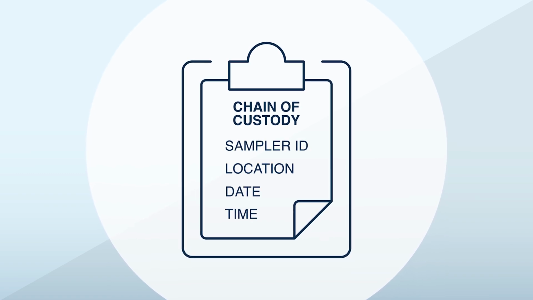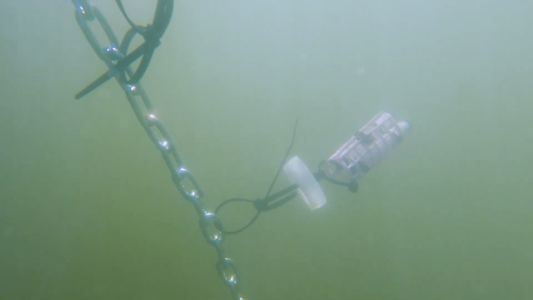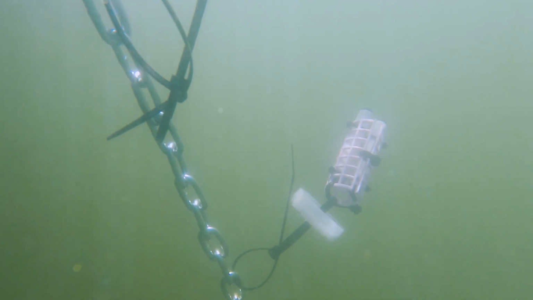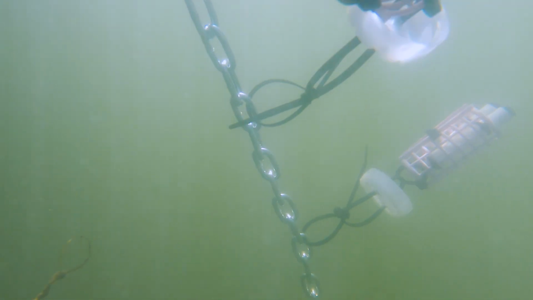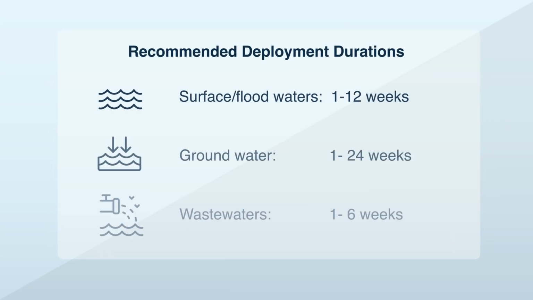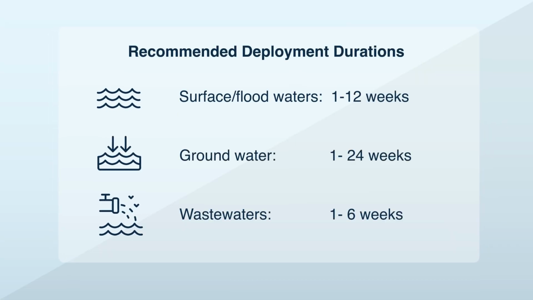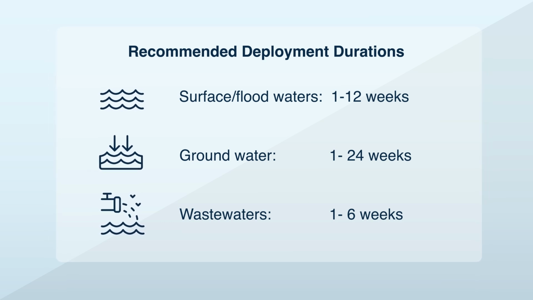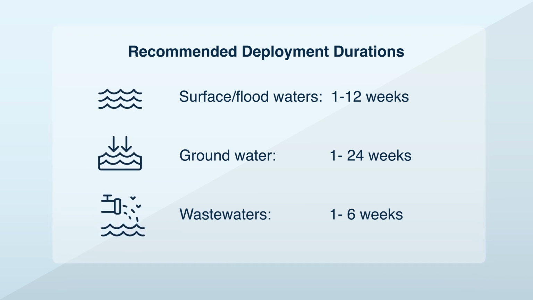If field blanks are being used, these can be placed beside you while the sampler is being deployed and then returned to the lab after deployment. Leave the MPTs at the sampling site for the duration of sampling, typically 1 to 6 weeks. To achieve greater concentration of chemicals over time, the samplers may be deployed for even longer.